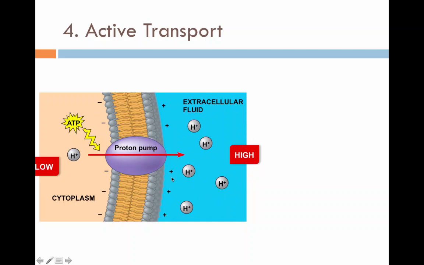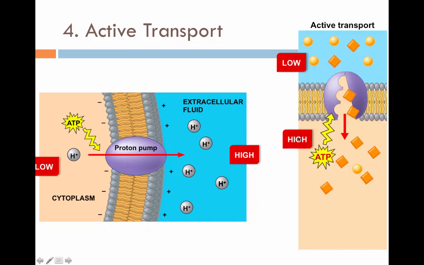The way that you know this is active transport is notice there's a low concentration of hydrogen here, a high concentration of hydrogen here, so it's going low to high. And the big clue that this is active transport is this ATP molecule. Whenever you see ATP as part of something moving, it must be active transport. Here's another picture, low to high with ATP, must be active transport.